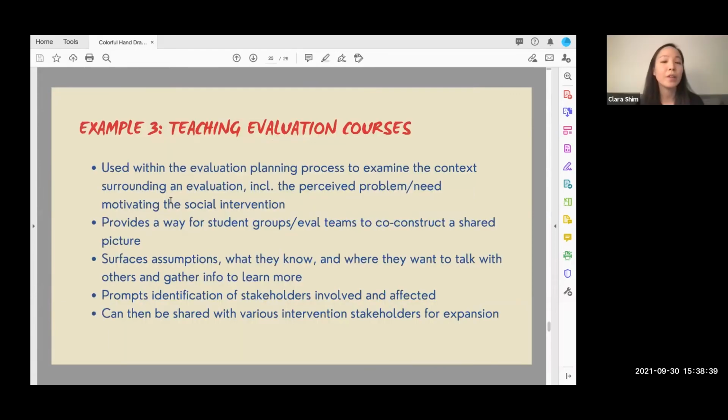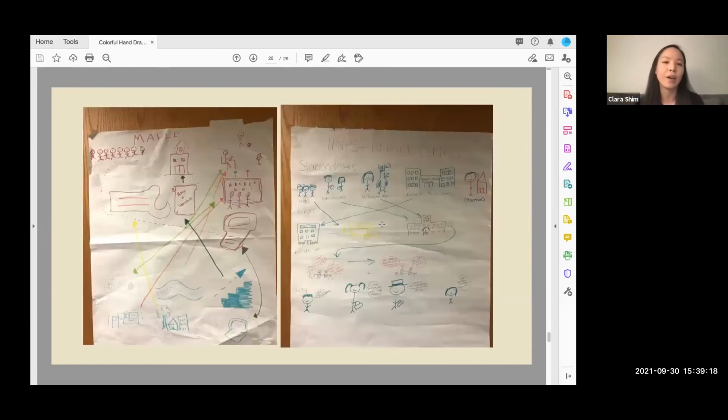And finally, with the third example, how can rich pictures be used when you are teaching evaluation, maybe for grad students or undergrad students learning evaluation? Within that context, we can use it when helping students understand how to develop evaluation plans, and to allow the students to really examine the context surrounding a specific evaluation and understand the problems and needs that motivated the social intervention in the first place. So that's the overall view of how rich pictures can be used in the classroom when teaching evaluation.